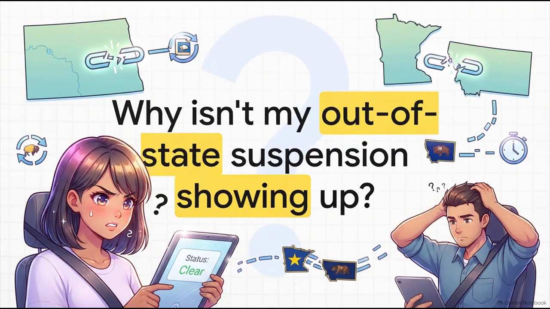Look, even with a really well-designed system, things can sometimes get a little confusing. Here is a very common and, frankly, very frustrating scenario. Let's say a driver knows they got into some trouble in another state, maybe over in Minnesota or Montana. But when they log into the North Dakota system, it doesn't show any outstanding requirements at all. So they might logically think they're completely clear to drive. But they aren't. So why doesn't that out-of-state suspension show up in the North Dakota Reinstatement Gateway?